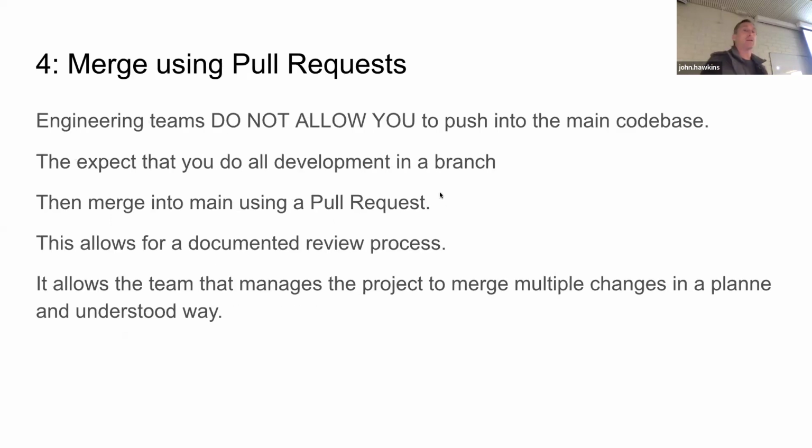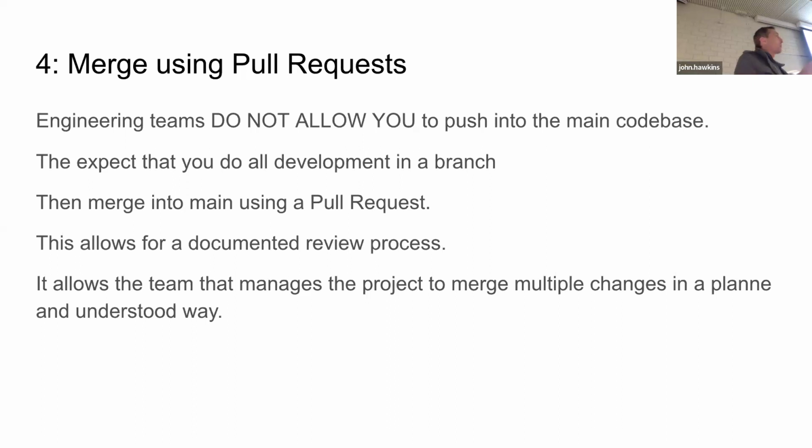Cool. So final one, merge using pull requests. The complexity of all source control systems is, once you've made different changes in different places, different branches or by different people, how do you pull that whole thing together to create a coherent code base? It's a problem in all systems, and you do get conflicts.